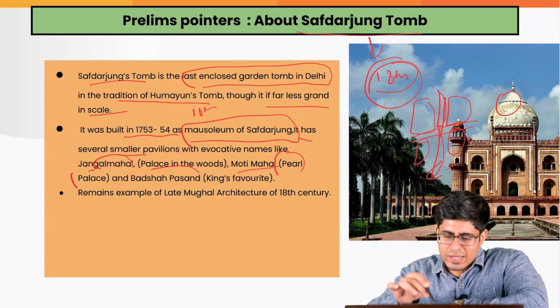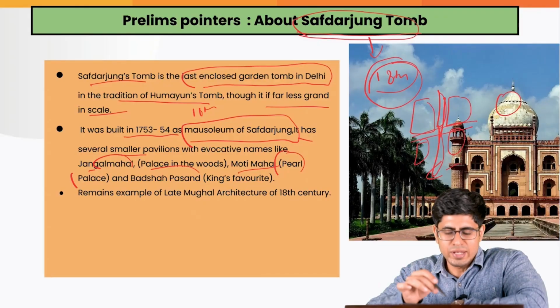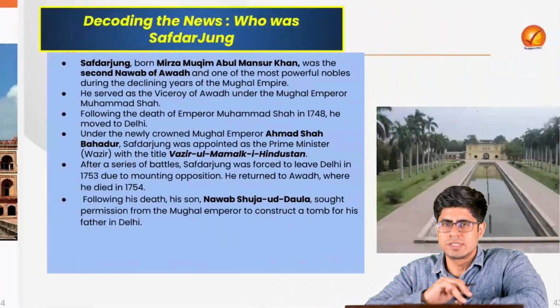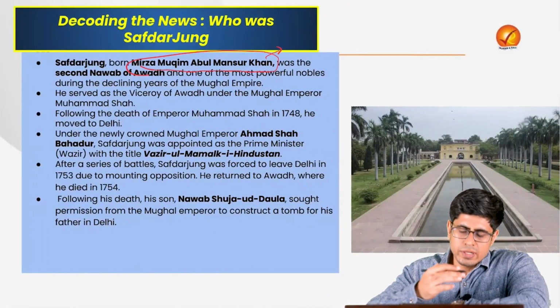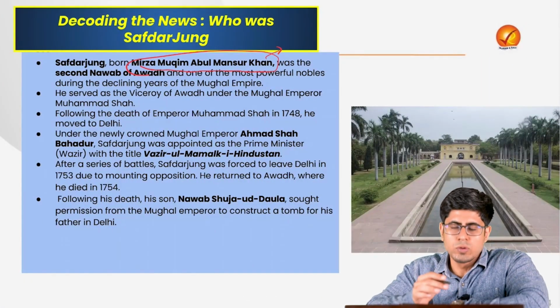But then what is it about this Safdarjung? Why do we need to know about him? Who is this person? We saw that it is a mausoleum of Safdarjung. Who is this Safdarjung? Is that a name? No. It was actually a title adopted by Mirza Mukim Abul Masoor Khan.